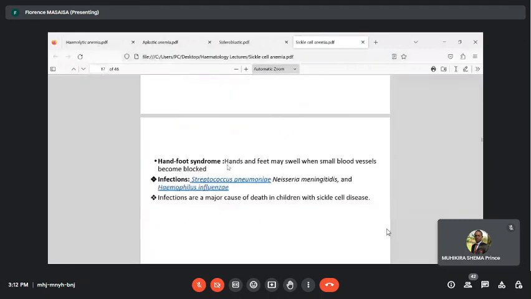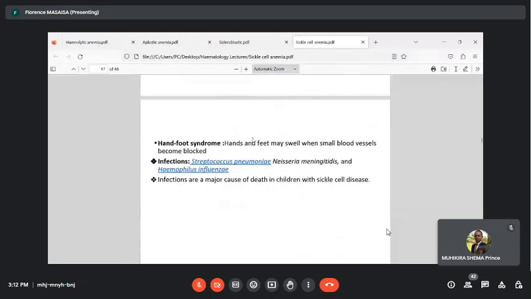The person may also have what is called hand-foot syndrome, which is the swelling of the hands and the feet, which may be when the small vessels are blocked. This is also a sign of severity when it occurs below the age of 1 year.